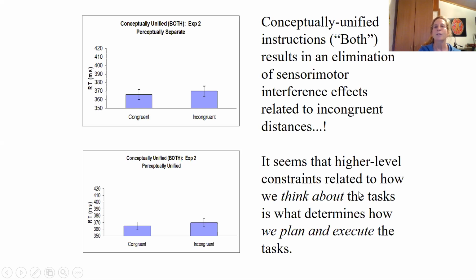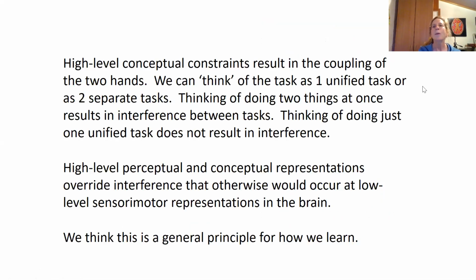So it seems that higher level constraints related to how we think about the tasks is what determines how we actually plan and execute the tasks. We think that high-level conceptual constraints result in the coupling of the 2 hands. We can think of the task as one unified task or as 2 separate tasks. Thinking of doing 2 things at once, like we did with rubbing the tummy and patting the head, results in interference between the tasks. There are 2 things we're planning, there are 2 things we're thinking about, and those things interfere. In contrast, thinking of doing just one unified task does not result in interference.